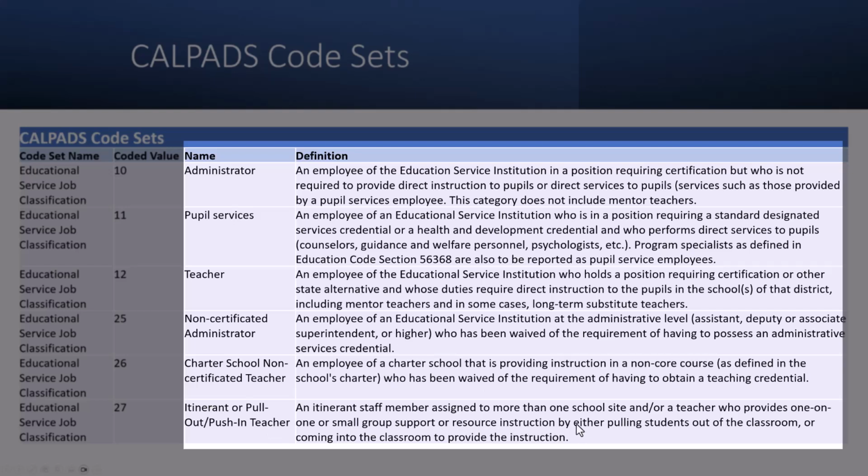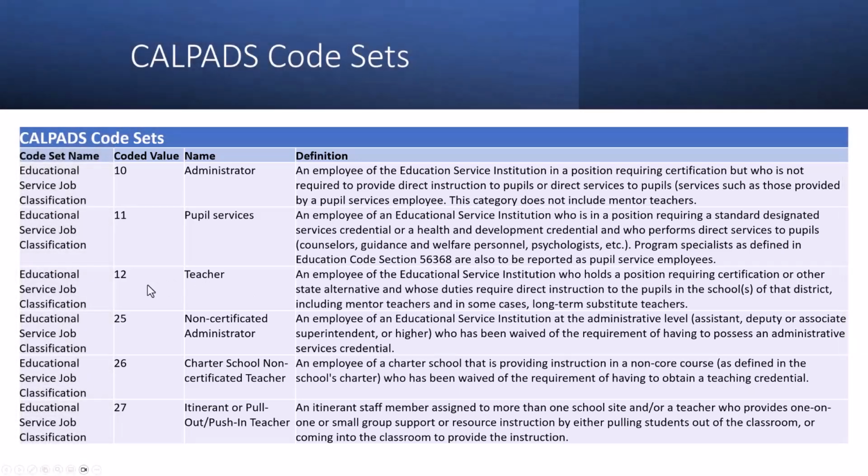So those staff members with job classification of 12, 26, or 27 are identified by having instruction to students, right? So that's a key thing to consider when you are reporting your staff members who are providing instruction to students. They should have a teaching job classification in their SAS record.